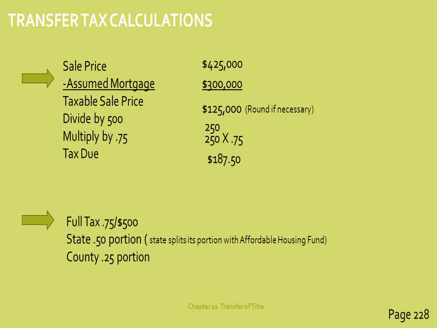If your math problem has any other, like a purchase money mortgage or cash or whatever, that can't be subtracted from the sale price. So on your problem, you're going to look for sale price, you're going to look for assumed mortgage, you're going to subtract it, round up if necessary, divide by 500, multiply by 75 cents if you're looking for the full amount. If you're only looking for the state amount, 50 cents. If you're only looking for the county amount, multiply by 25 cents.